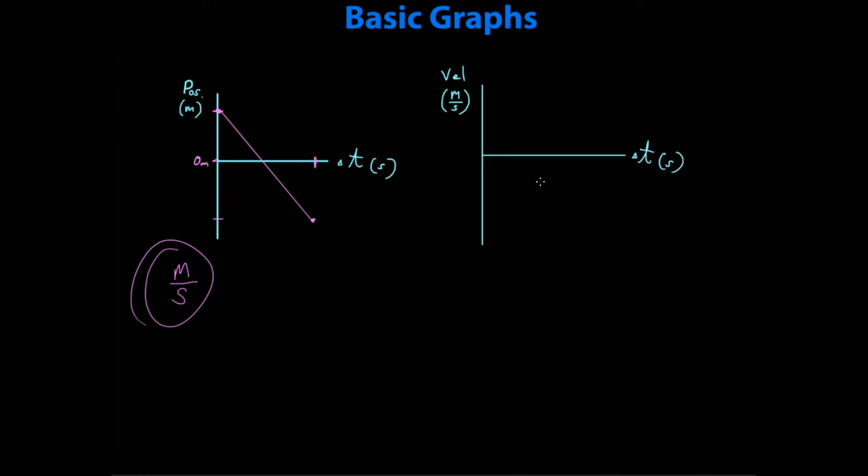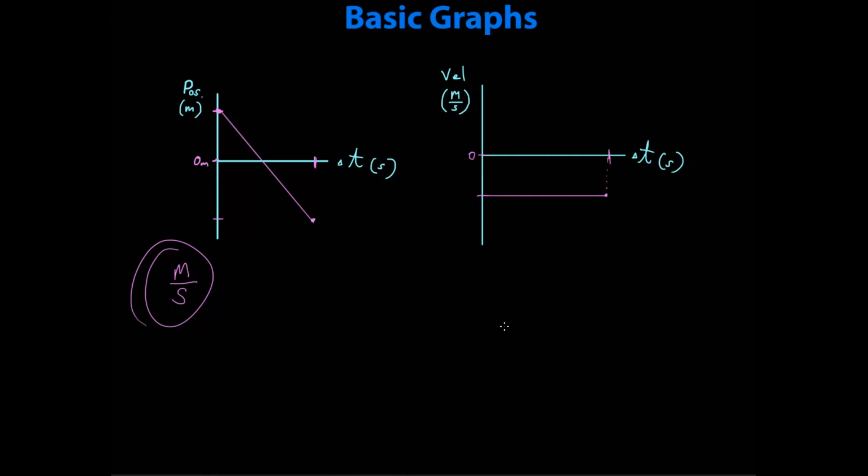Now, speaking of which, here's your velocity. So the velocity we witnessed was to the left, so it's negative. So it's starting down here, and it was constant. Now, this is not going to change because the y-axis represents velocity itself. So the velocity was negative and stayed constant for the entire time period.